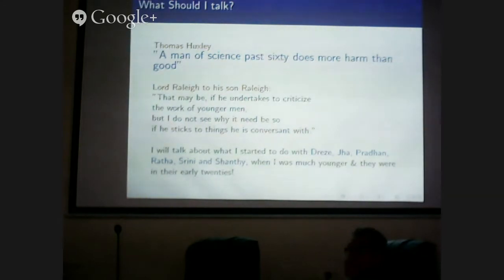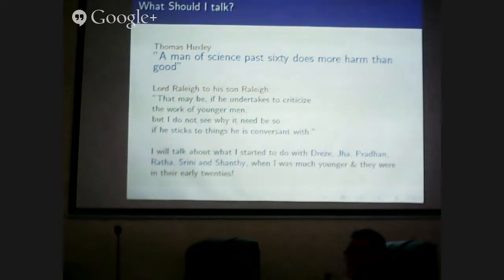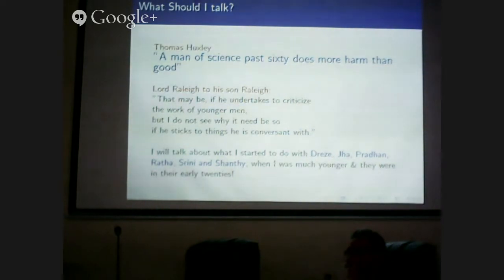But then I also remembered two other famous British scientists, an exchange between father and son. Lord Raleigh and his son Raleigh, both are very famous scientists. So son asked father to comment on Huxley's remark. And father said, "That may be, if he undertakes to criticize the work of younger men. But I do not see why it need be so if he sticks to things he is conversant with."